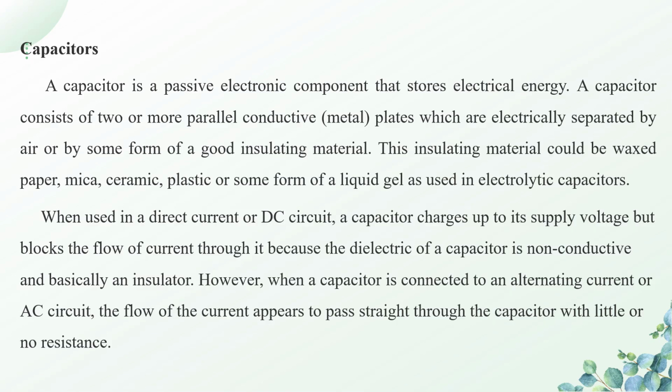When used in a direct current or DC circuit, a capacitor charges up to its supply voltage but it blocks the flow of current through it, because in between the parallel plates we have a non-conductive dielectric material which opposes the flow of current from one plate to another. However, when a capacitor is connected to an alternating current or AC circuit, the flow of current appears to pass through the parallel plates and appears at the other end.